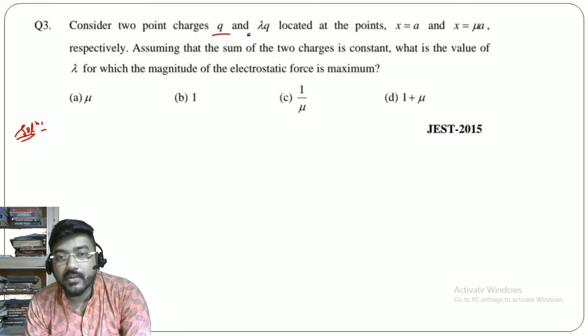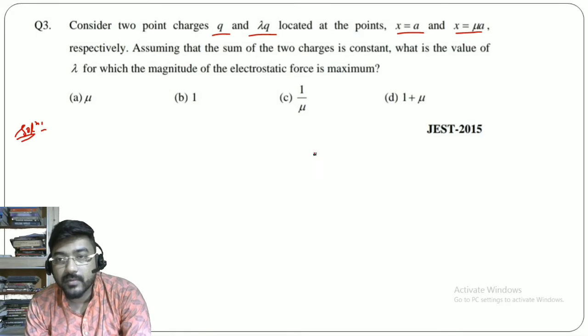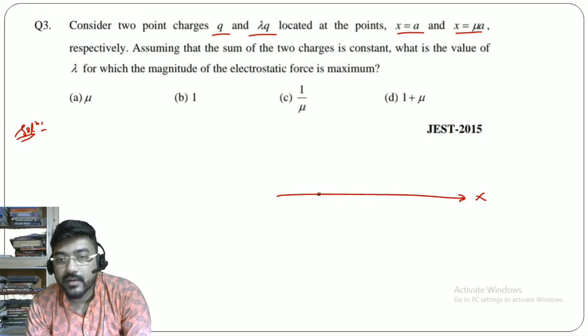Consider 2 points as q and lambda q located at the points x is equal to a and x is equal to mu a. So let me take the x-axis. Suppose this is the x-axis, and here is the point x is equal to a, and here is the point x is equal to mu a. Let me take mu is greater than 1.